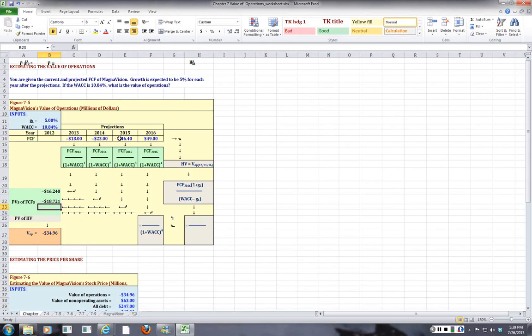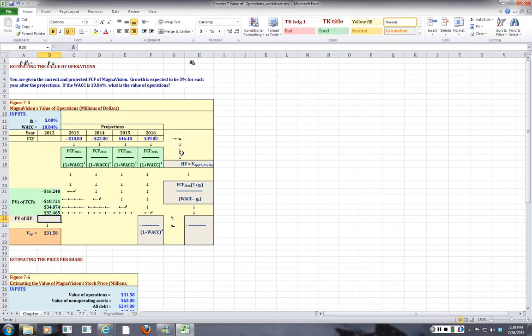And then for the third year, we're going to take that 46.40 and divide that by 1.1084 to the third power. And that also gives me what I want to see there. The last one for that, we're going to take that $49 and divide that by 1.1084 to the fourth power. And that's $32.465.